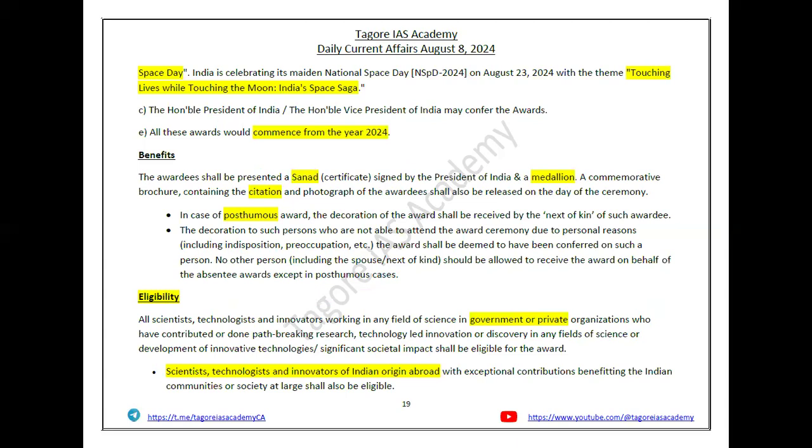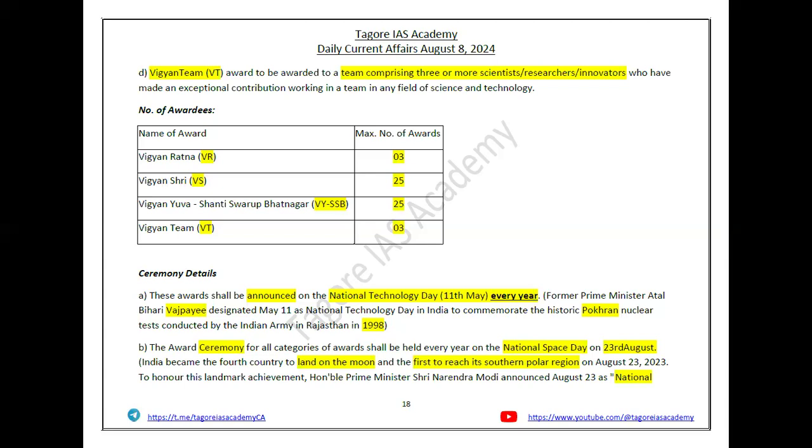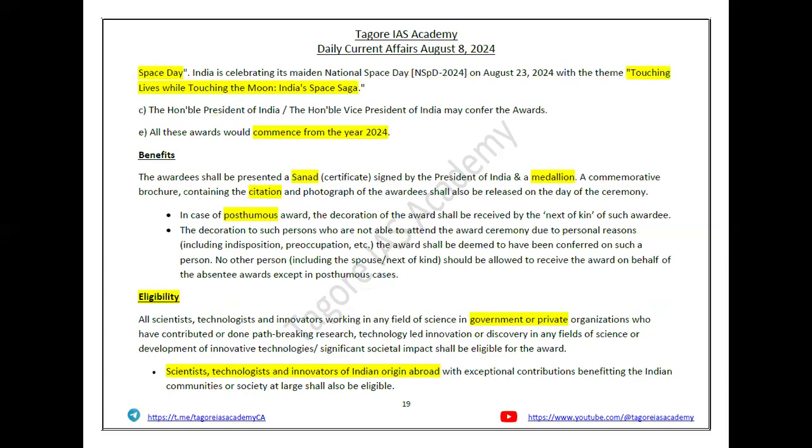Nonetheless, for UPSC, you got to remember that it is announced on National Technology Day. It is given on National Space Day. Technology Day is for Pokhran blast, and Space Day is for landing on moon. Okay. Now, these Rashtriya Vigyan Puraskar, they will commence from this year only. It doesn't, the website doesn't mention any cash awards here. It is only a Sanad, medallion and citation, right? Posthumously, yes, it can be given posthumous also.